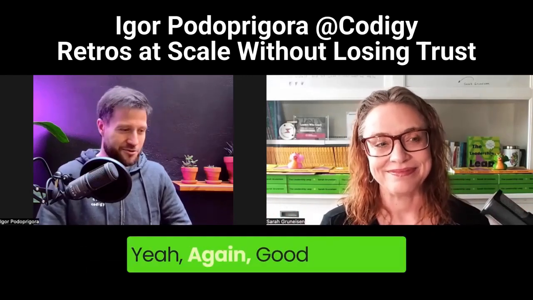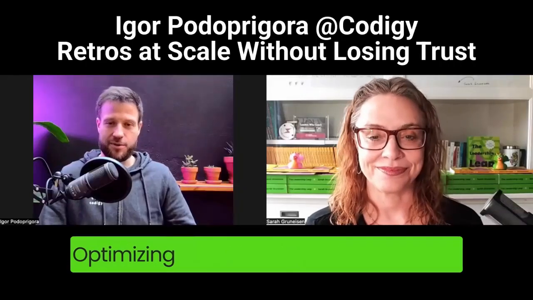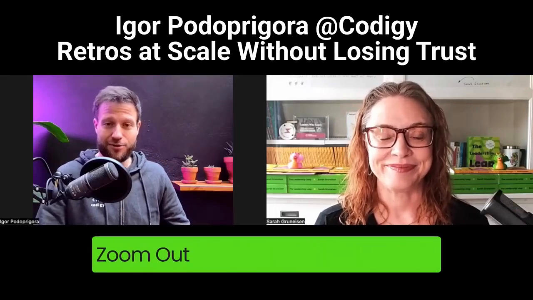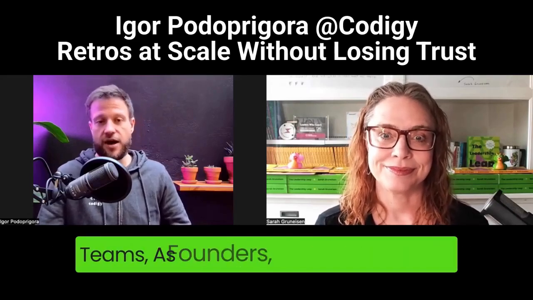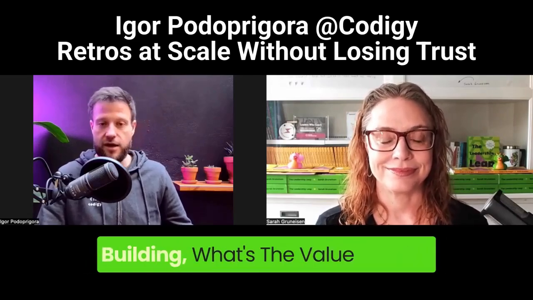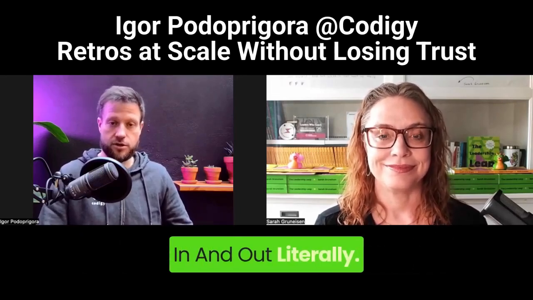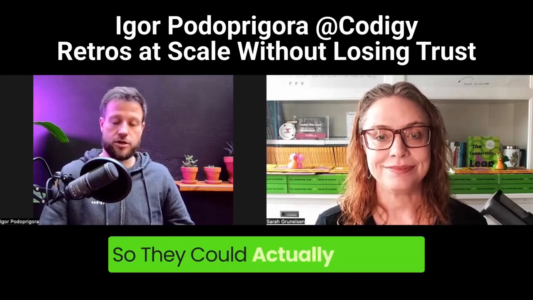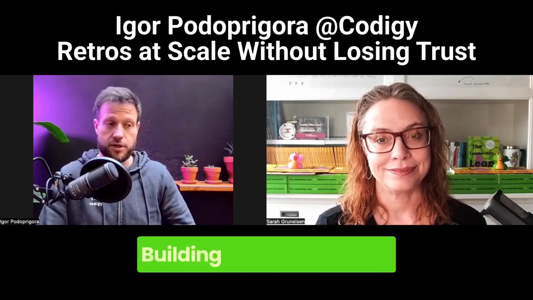Again, good question. Two things. First part, this is zoom in, zoom out. Are you hyper optimizing a tiny bit of the process that doesn't really give much savings? Zoom out to see the whole picture. Yes, exactly. And this is very important because teams as founders, they shift so many things in their head, like what we're building, what's the value stream, who are we connected to, and so on. So they need the ability to zoom in and out literally. That's why we give them tools like Catalog, so they could actually visualize different parts of their processes or the product that they're building and discuss that.